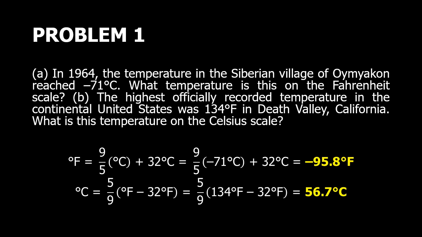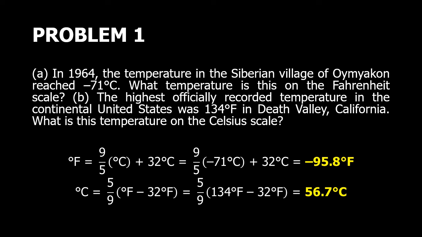In 1964, the temperature in the Siberian village of Oymyakon reached negative 71 degrees Celsius. What temperature is this on the Fahrenheit scale? For this problem, you just convert degrees Celsius into degrees Fahrenheit. So that is 9/5 times negative 71 degrees Celsius plus 32, which equals negative 95.8 degrees Fahrenheit.